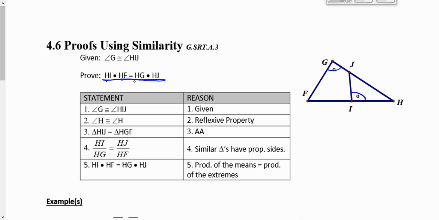Looks like angle. They're not using the other ones a whole lot, but whatever. So here's our given. Now we need another pair of angles. Do they share an angle? They share angle H. It's congruent to itself, reflexive property. Triangles are now similar. Okay? Now that they're similar, we can set up this proportion right here with corresponding sides.